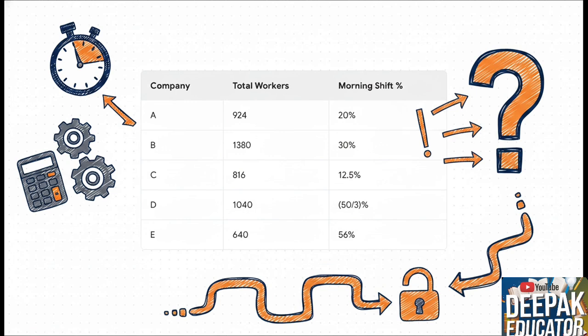You're also going to encounter these dense, calculation-heavy tables. Just look at the third column here. It literally demands that you calculate the exact morning and evening worker splits for each and every company before you can even attempt the prompt. It's a massive hidden time sink. Recognizing that kind of trap up front is an absolute game changer for your pacing.